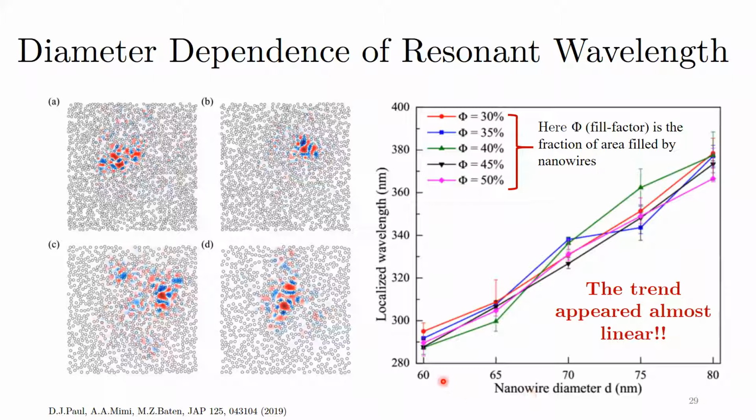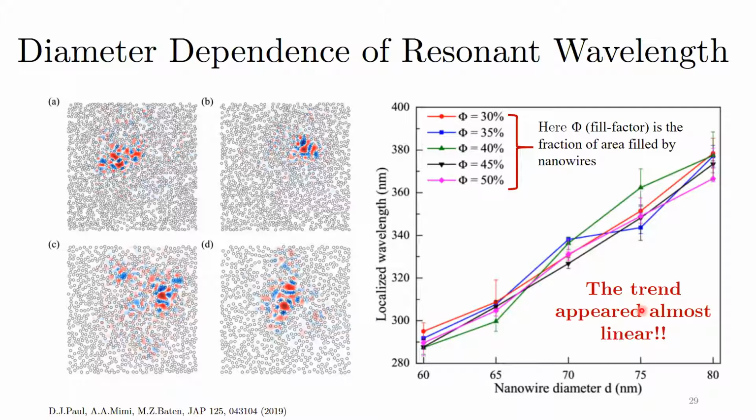Here we did 4 arrays, you can see there are 4 different diameters of 60, 65, 70, 75, and so on. We obtained the resonant wavelength from Meep simulation, and we plotted the resonant wavelength as a function of the diameter. Here you can see a term called phi. Phi is nothing but the fraction of area filled by the nanowires, which is the density of the nanowires. We did vary the density of the nanowires, but what was more interesting was the variation of the diameter. You can see from the results, the trend actually appeared almost linear.